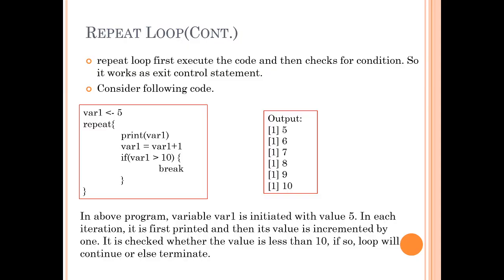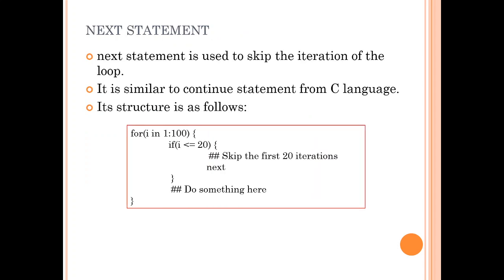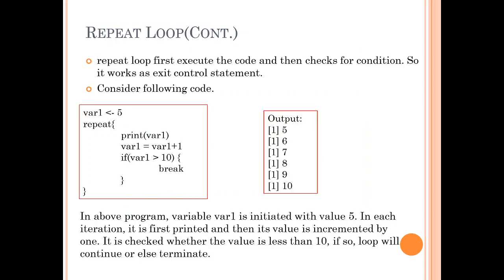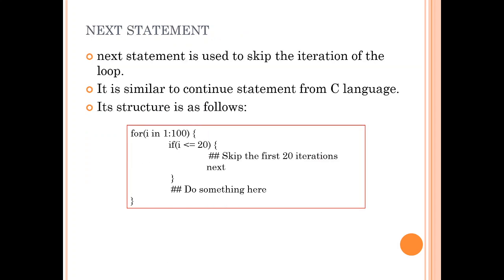So repeat loop is mostly used when you want to execute a condition at least once, even if the condition comes out to be false. So these were the 3 loop statements: for loop, while loop and repeat loop.